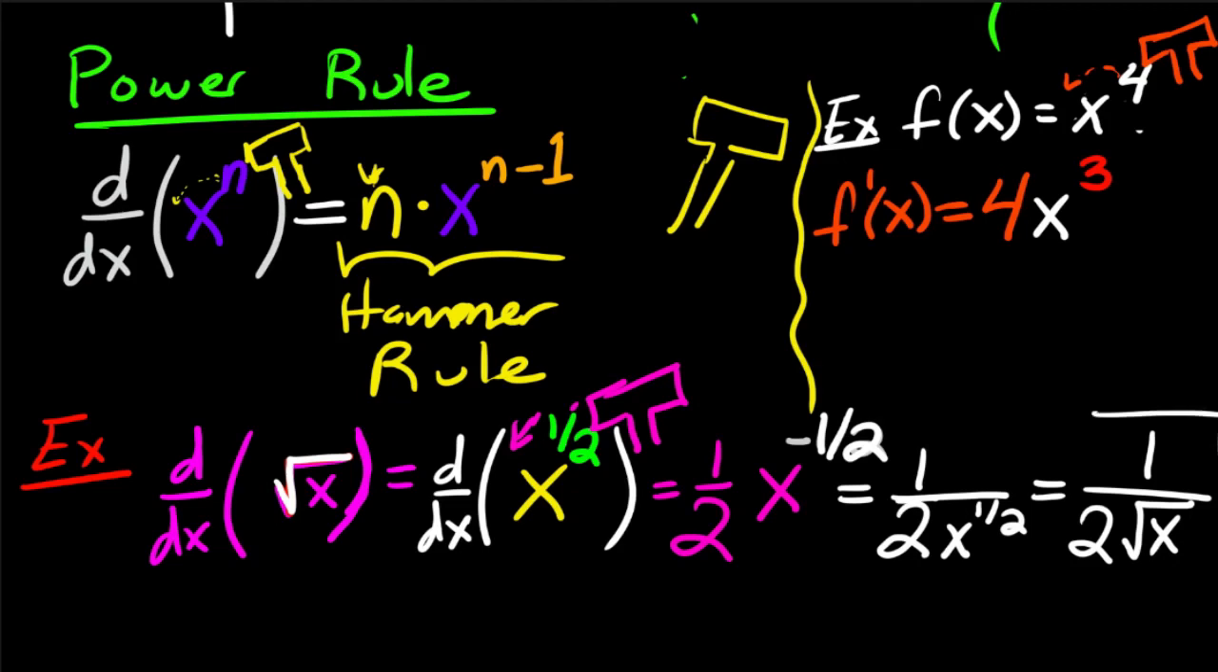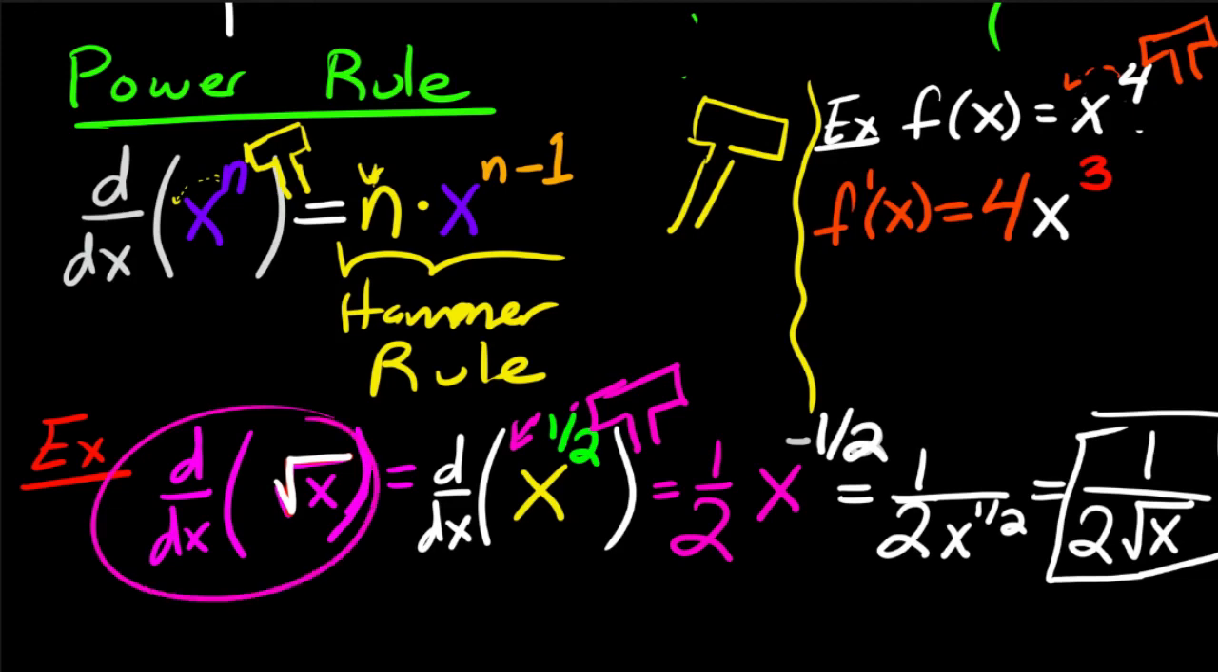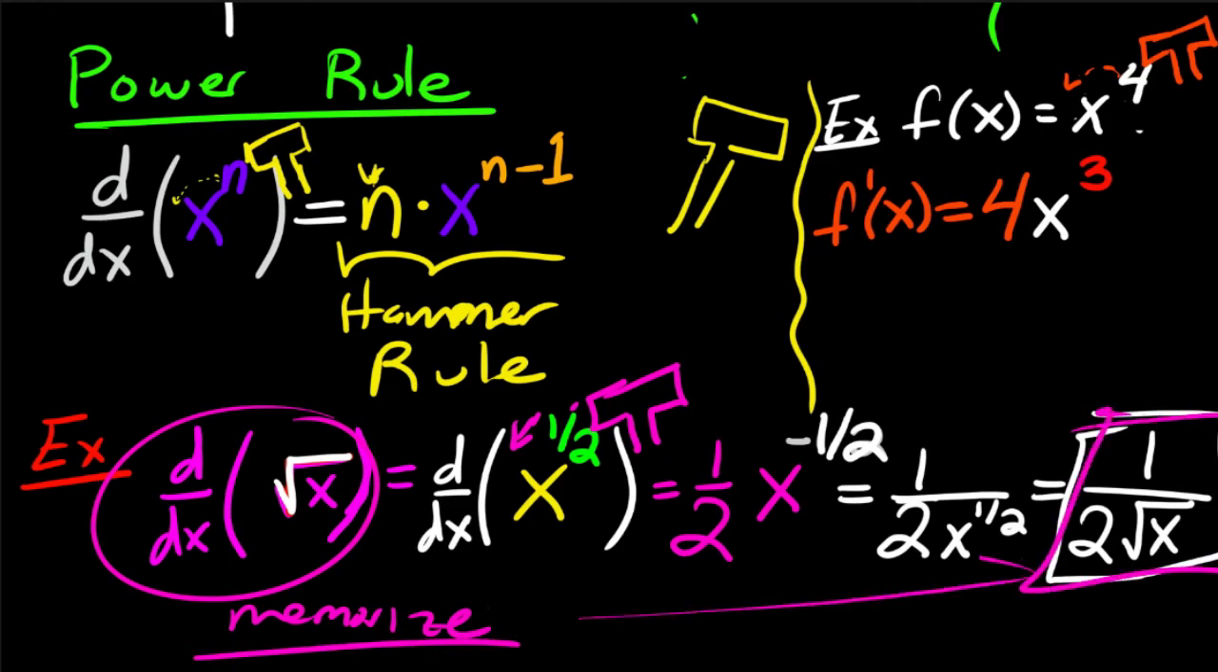And that's it. This is a good one to memorize, that the derivative of square root of x is 1 over 2 root x. It's good to be able to go straight from here to here, because this one pops up so often.